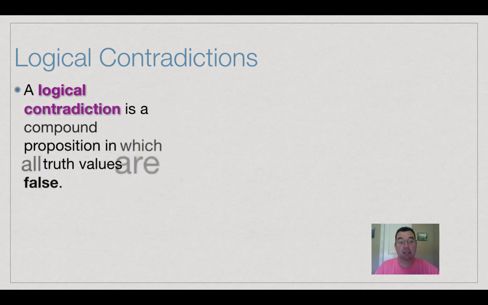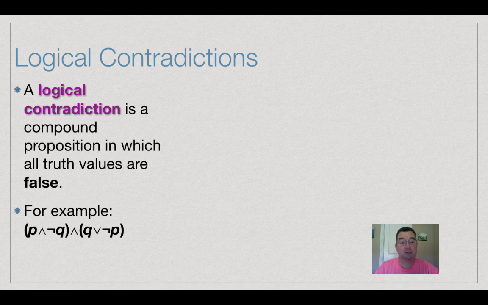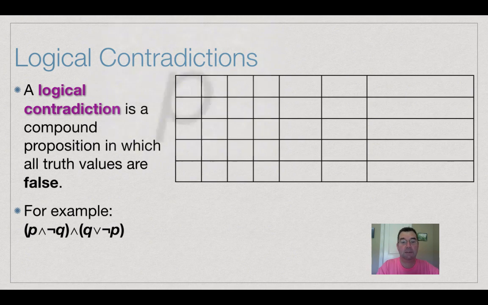Okay? A logical contradiction is the opposite of that, and that's when all of the truth values in the final column are false. So if I have P and not Q, and Q or not P. Okay? So we're going to need 4 rows again because we have 2 original propositions, P and Q, and either one of those can be true or false. So there's 4 possibilities. Okay, I'm going to figure out what not P is and not Q for each of those values. I'm going to figure out the first set of parentheses, which is P and not Q. I'm going to figure out the second set of parentheses, which is Q or not P.